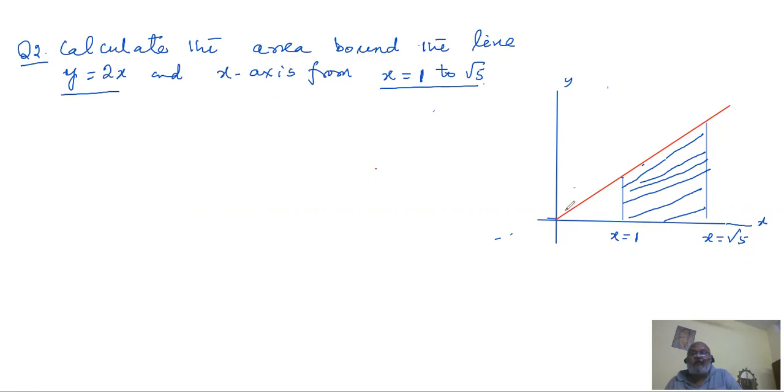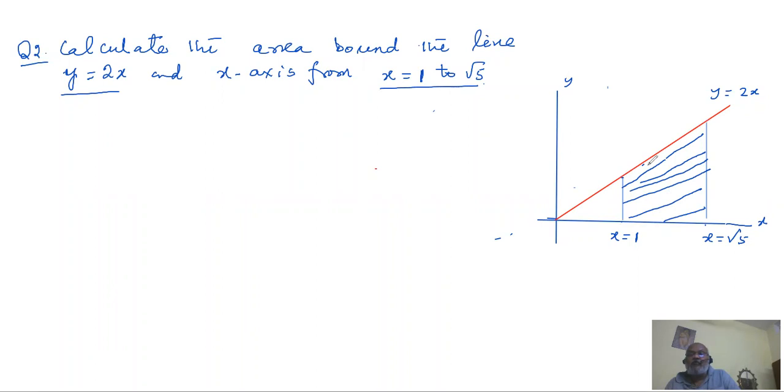Y equal to 2x has an equation just like y equal to mx, and that's a straight line, which you have shown in red. You look at the diagram, and this is the x-axis. We take from x equal to 1 to x equal to root 5. So the area bound by this x-axis and y equal to 2x, that is the equation of the straight line. This area you have to find out.